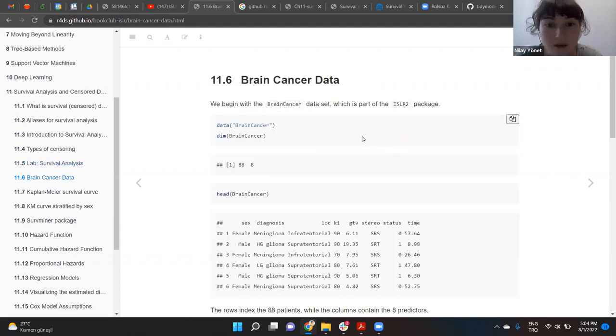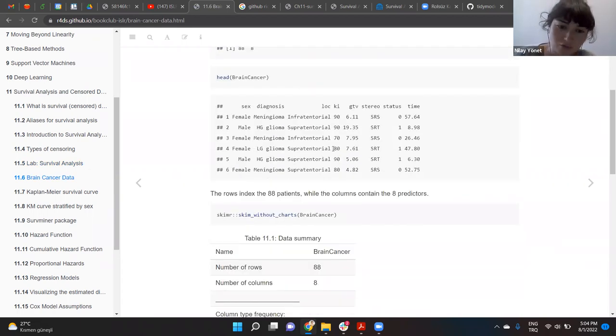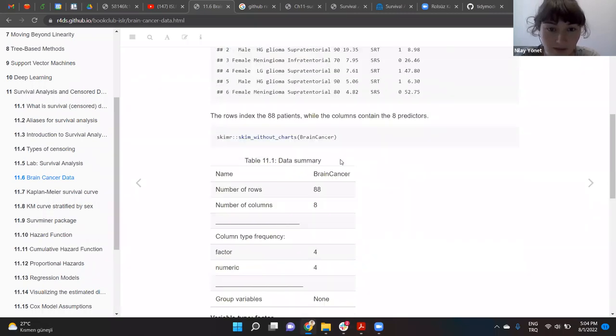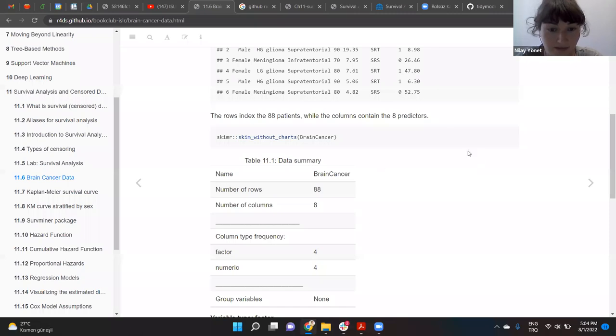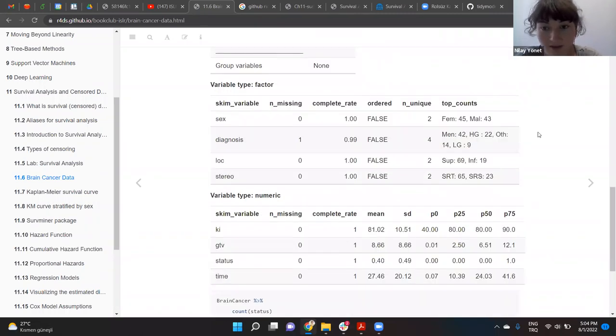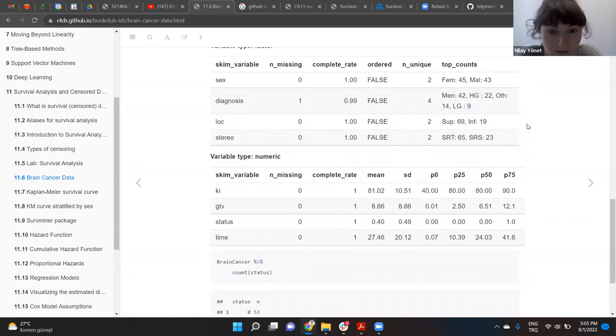Yeah, here. So for the brain cancer data, I have also talked about it the last time we met. We had 6 features: sex, diagnosis, location, Karnofsky index, tumor volume, I suppose, I don't remember right now, and the type of therapy or method of treatment, and the status of the patients, and then the time. Then we can see the summary of the data.